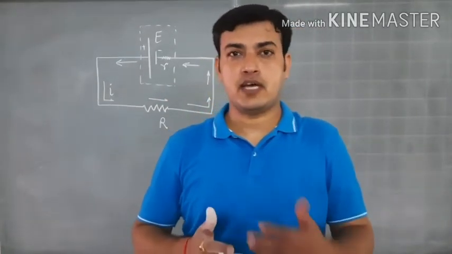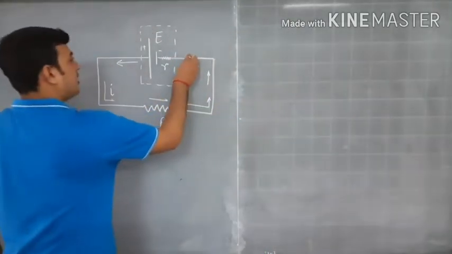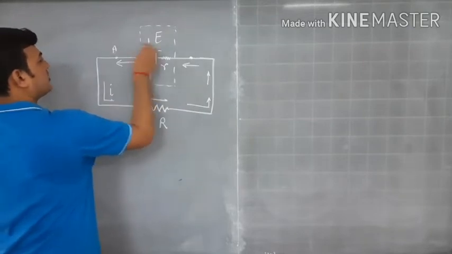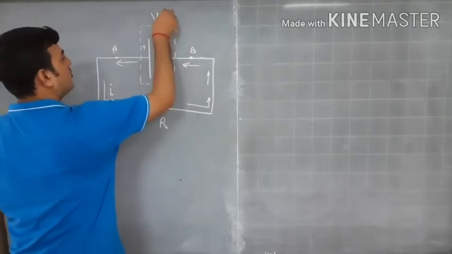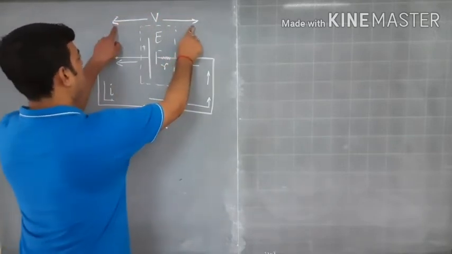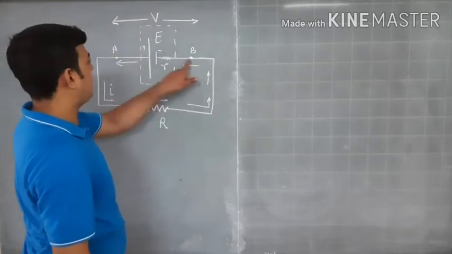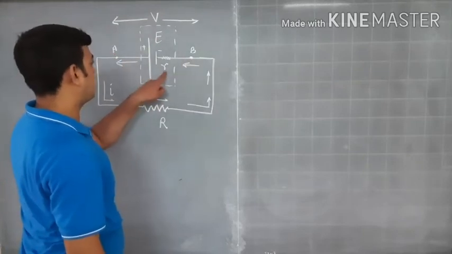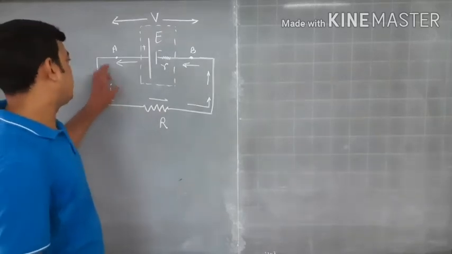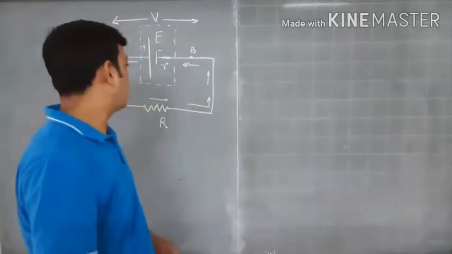Now we will establish a relationship for the terminal potential difference. Terminal potential difference means that suppose we have 2 points, A and B, so the potential difference across these 2 points is the terminal potential difference. Inside these 2 points we have a battery that offers an internal resistance R, and I is the current in this circuit, and that is a steady current.